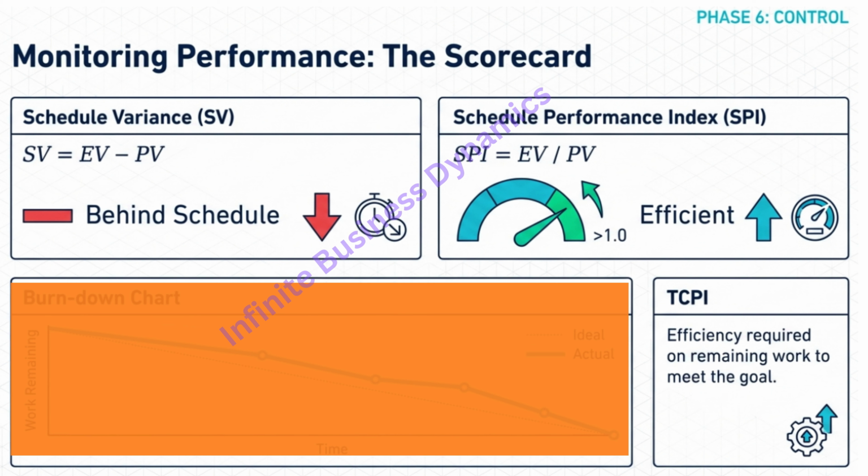It gets worse. If you are behind, you check the TCPI, the To Complete Performance Index. What does that tell us? It basically asks, okay, you slacked off for the first half and you're running slow. How fast do you have to run now to still finish on time? It's the catch-up speed. Right.